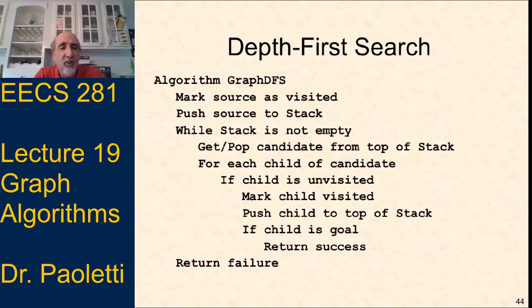So depth first search says, we're going to make sure that we don't loop forever. We're going to mark the source as visited, we're going to push it to the stack, and while the stack's not empty, it says we're going to get and pop the top candidate from the stack. For every child, we're going to check if it's unvisited. And by every child, we mean for every thing adjacent.